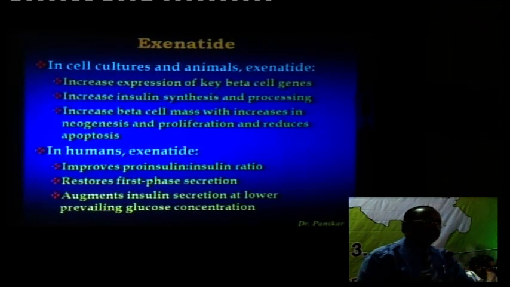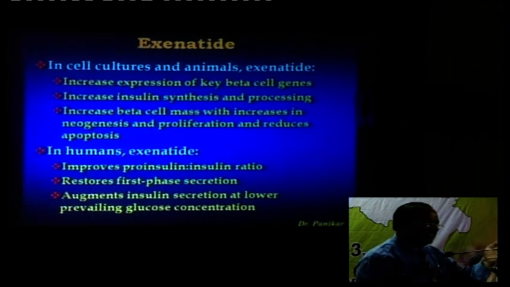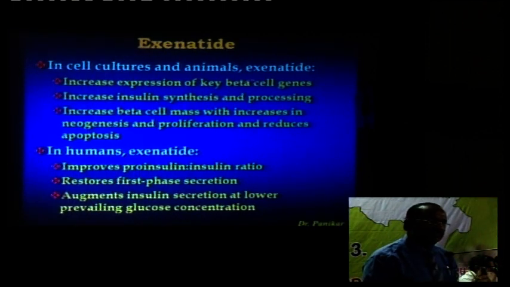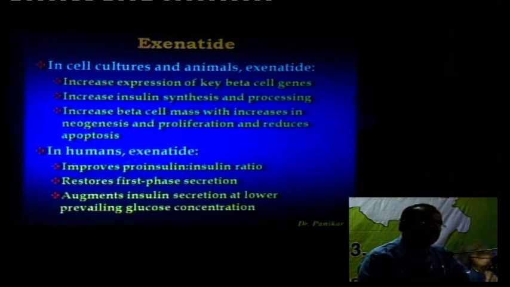So in cell cultures and animal studies, exenatide, the GLP-1 analog, increased expression of key beta cell genes, increased insulin synthesis and processing, and increased beta cell mass with increases in neogenesis and proliferation, and reduces apoptosis. In humans, exenatide improves the pro-insulin-insulin ratio, very significant, which I told you earlier.